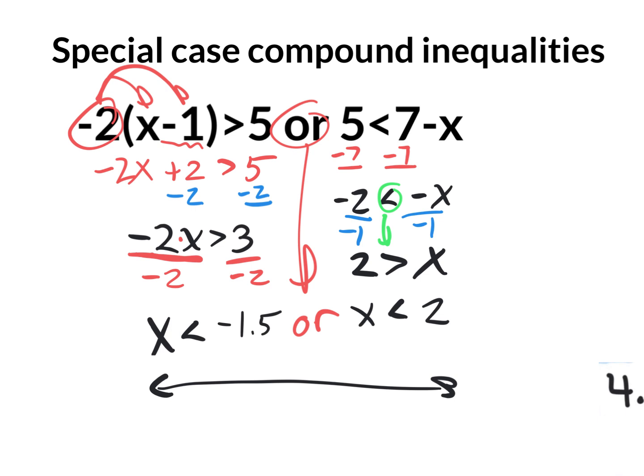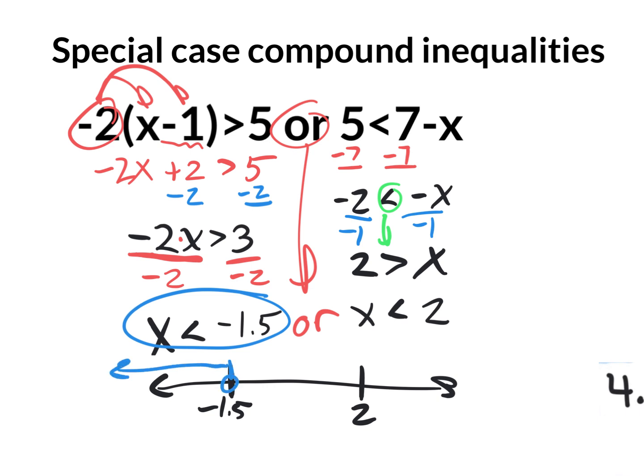So let's put the smaller number on the left side, the -1.5, and put the +2 on the right side. And let's graph this one in red. X is less than -1.5. Less than is to the left. And the other one, let's graph in blue. X is less than 2. Open dot at 2. Less than is also to the left.